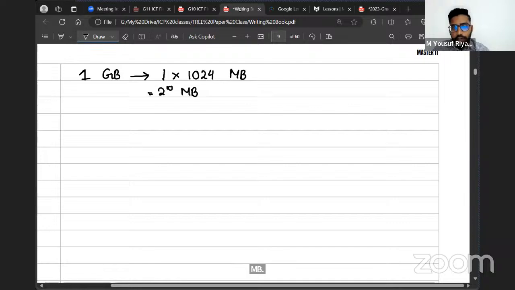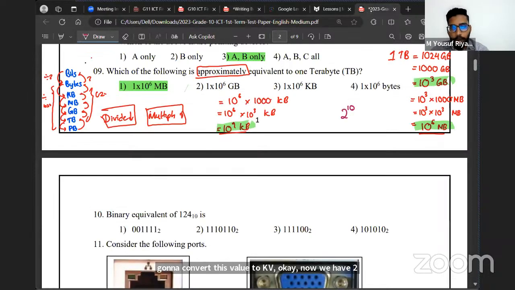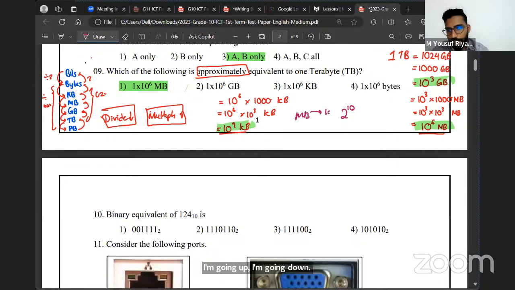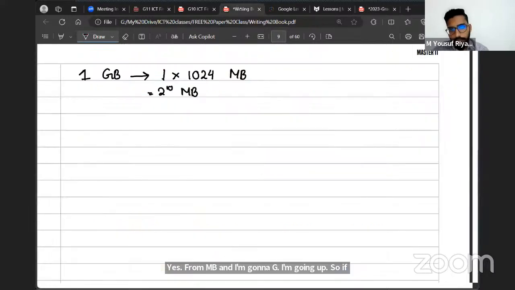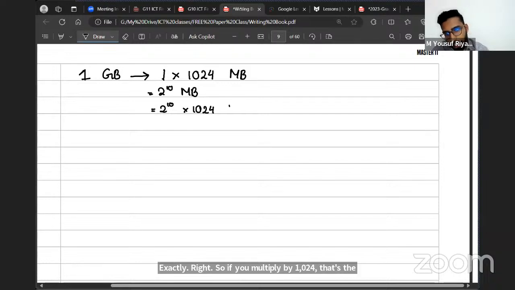Now, if you're going to convert this value to KB, we have 2 to the power 10 MB. To convert 2 to the power 10 MB into KB, are we going up or are we going down? From MB to KB, I'm going up. So if I'm going up, should I multiply or divide? Exactly. I have to multiply by 1024. So 2 to the power 10 multiplied by 1024 will give the answer in KB.